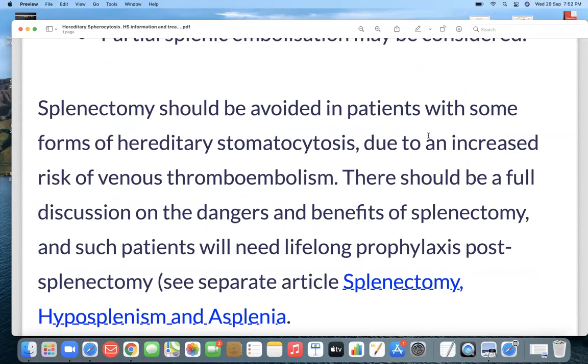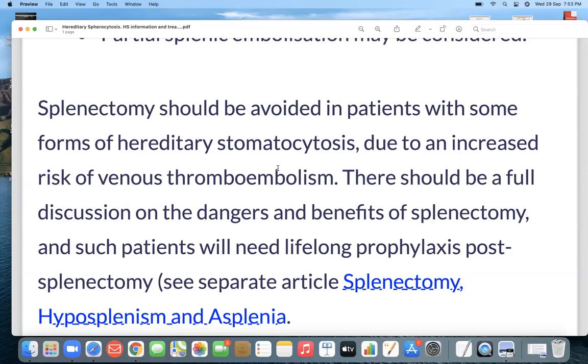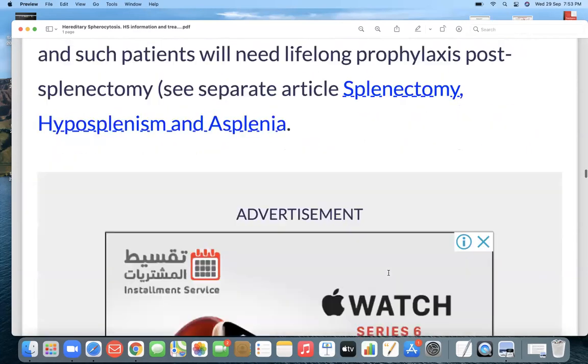Splenectomy should be avoided in patients with some forms of hereditary stomatocytosis. I think, is this hereditary stomatocytosis? Is this the differential diagnosis for this? I don't know what it is. So I don't think we will go into it.